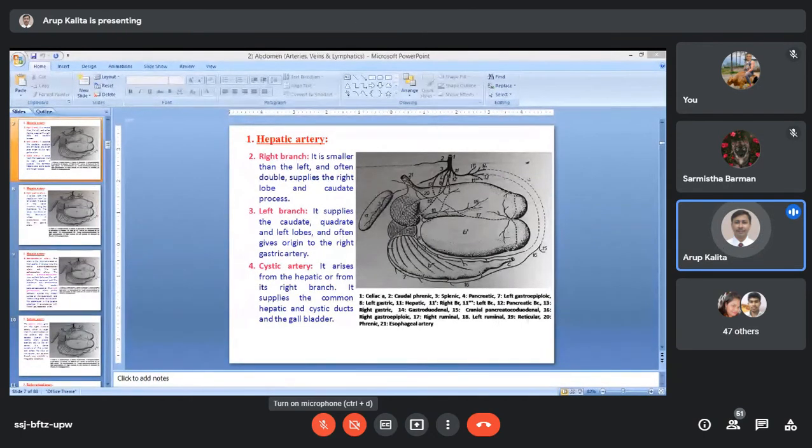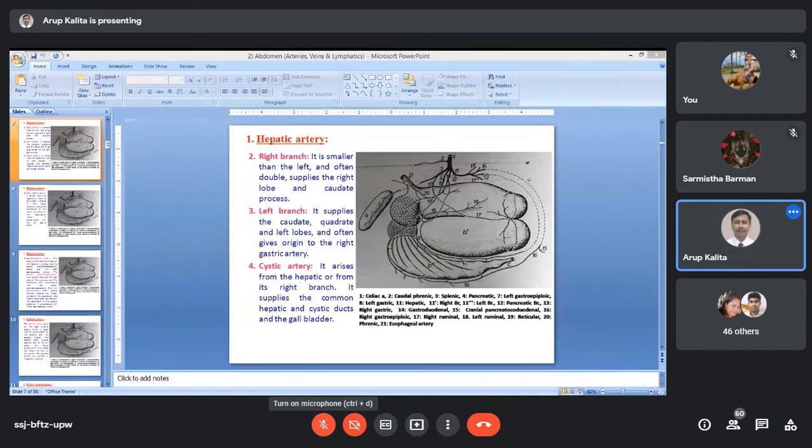Okay, the second branch is the right branch. So the right branch will supply the liver. Which lobe? Right lobe of the liver and the caudate process of the liver. The left branch will also supply the liver. So different lobes: caudate lobe, quadrate lobe, left lobe, it will supply. And it will also give origin to the right gastric artery. So here you see, this is the hepatic artery.